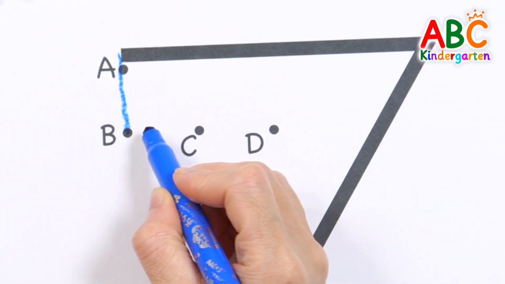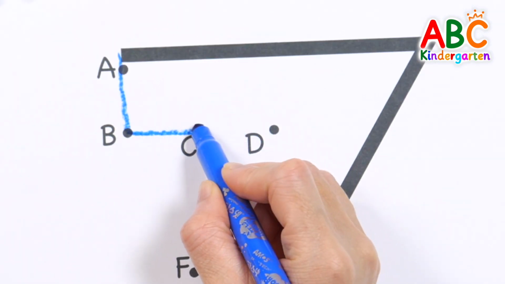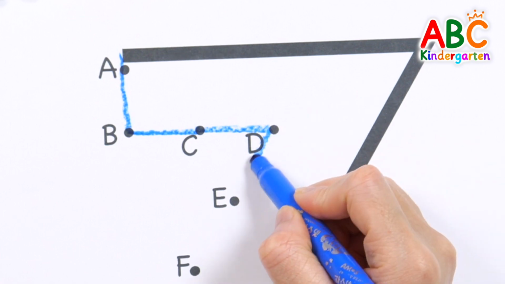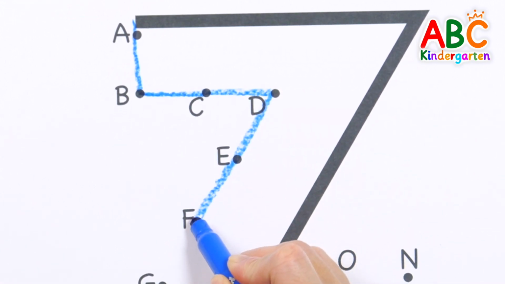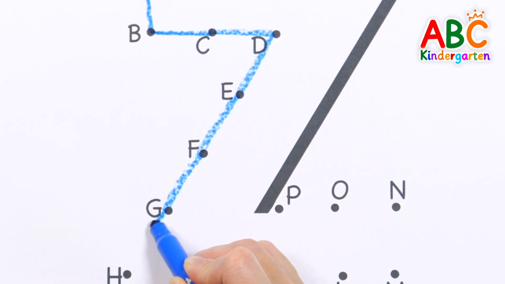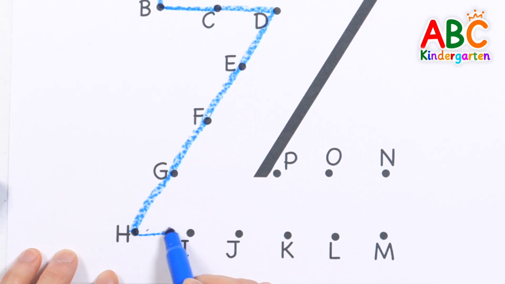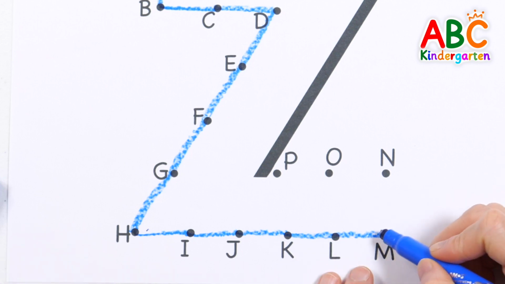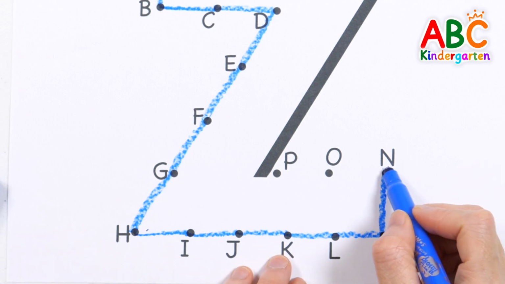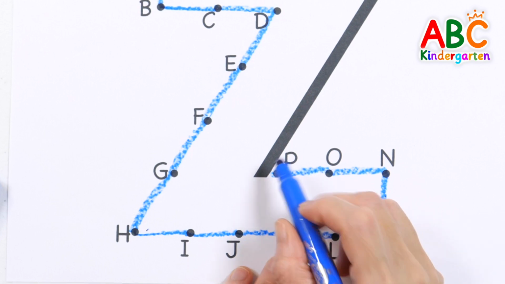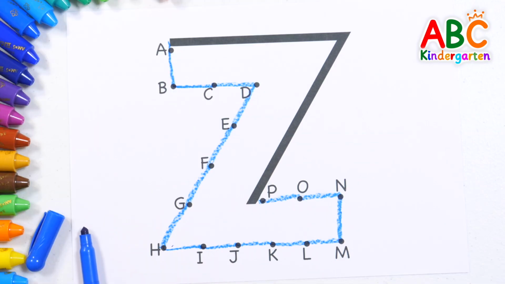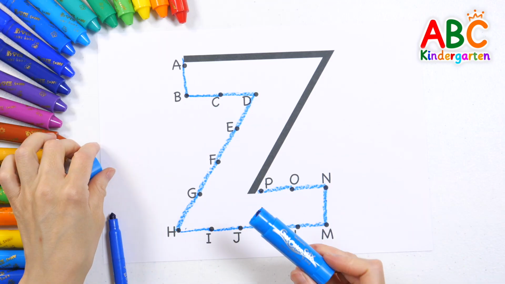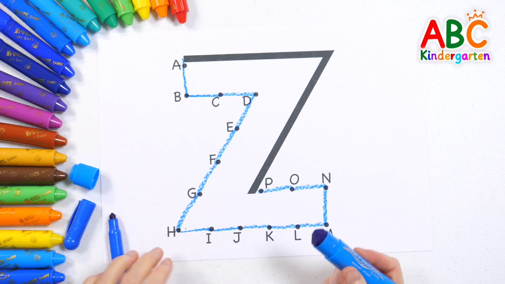A, B, C, D, E, F, G, H, I, J, K, L, M, N, O, P. It turned into the letter Z. Let's write the letter Z with our crayons.